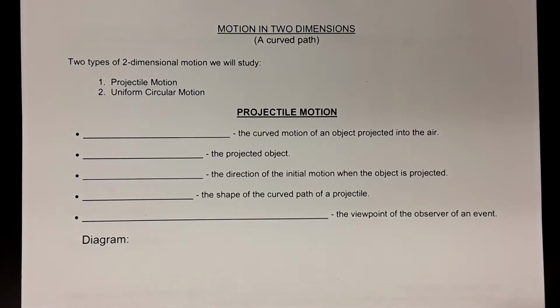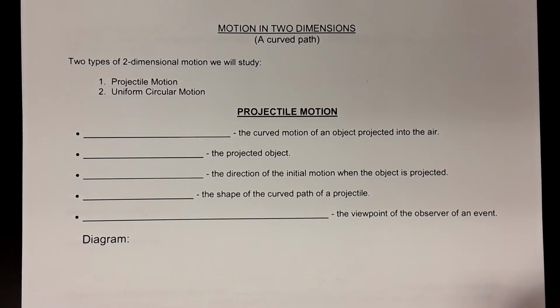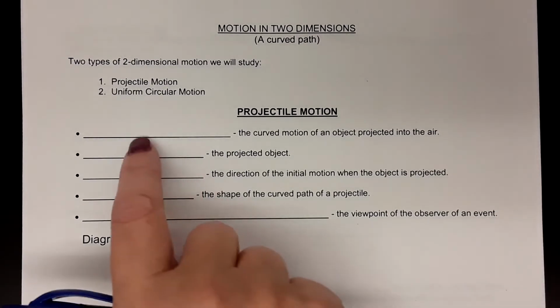Good morning, everybody. Today we're going to be starting motion in 2 dimensions. Now, that means the object is traveling along a curved path, not a straight line. Straight line is linear or one-dimensional motion. In 2 dimensions, you're along a curve. Now, there are 2 types of 2-dimensional motions that we'll be studying this year.